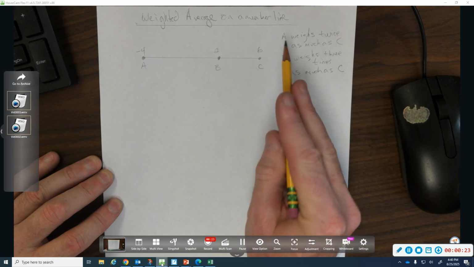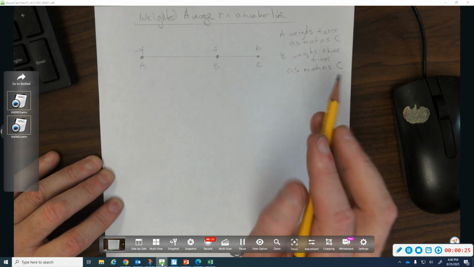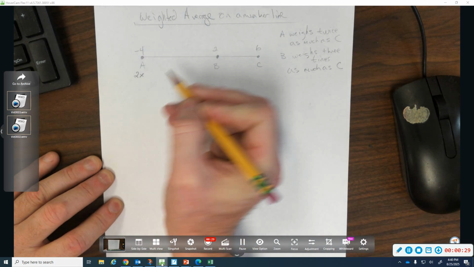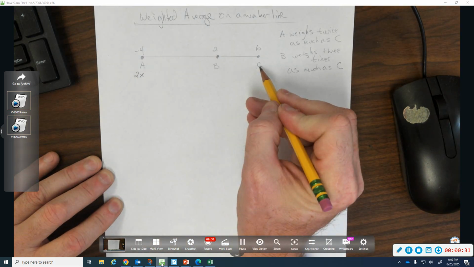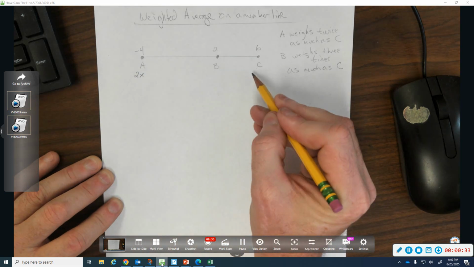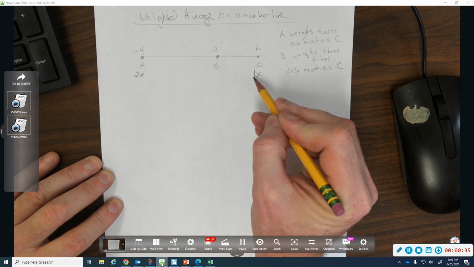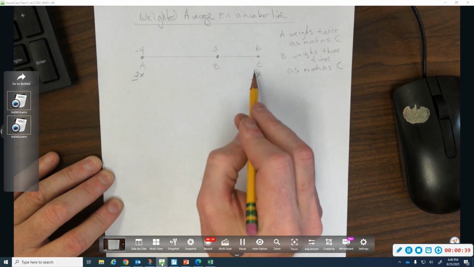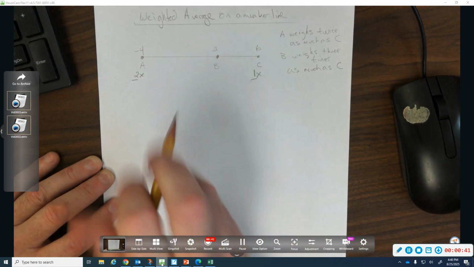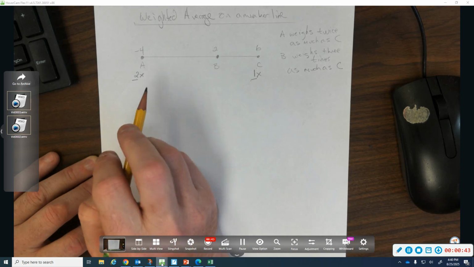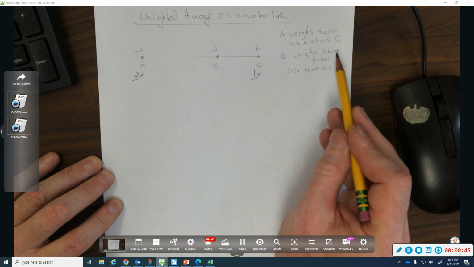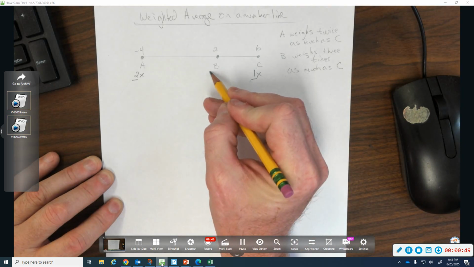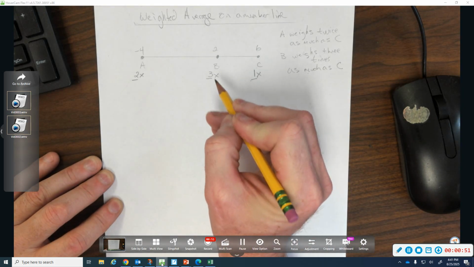So if A weighs twice as much as C, then A is 2 times whatever C is. If A is twice C, then we know this value here is 2 times this value here, which is 2 times 1. So C has 1 weight, and A has 2 weights. But then it says B weighs 3 times as much as C. So I look at C, and I know that this must have 3 weights.